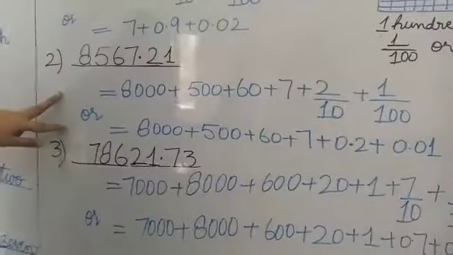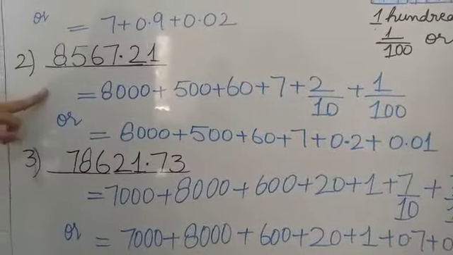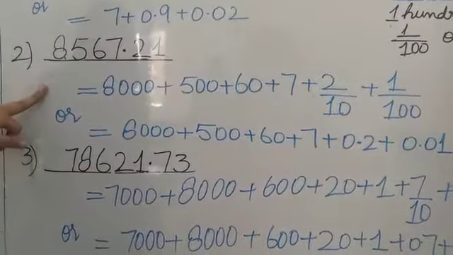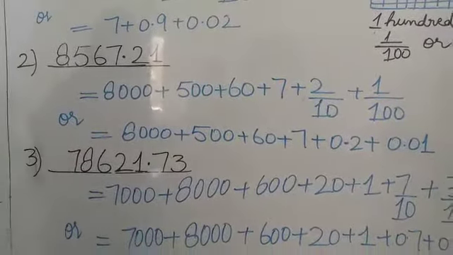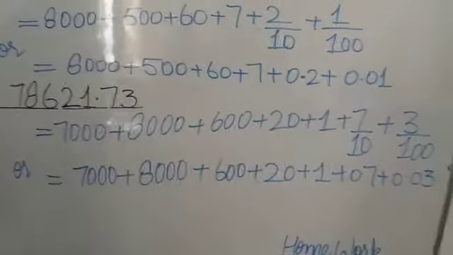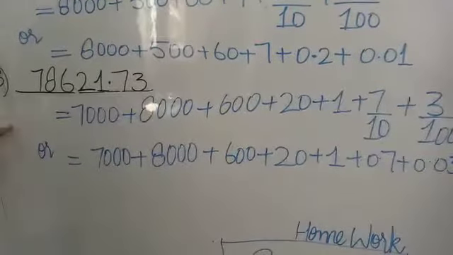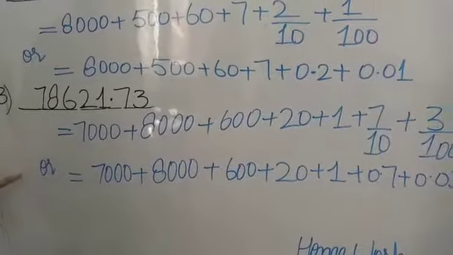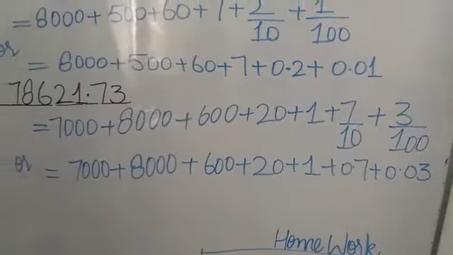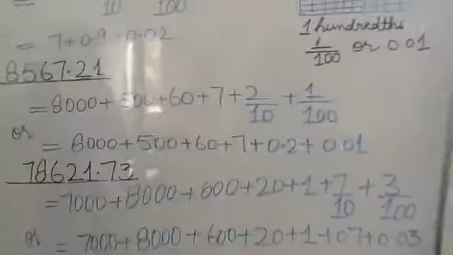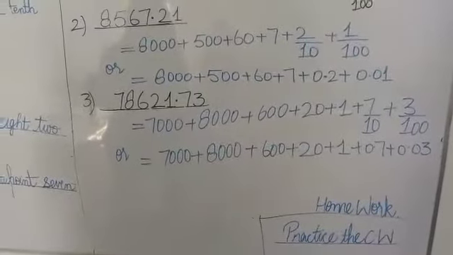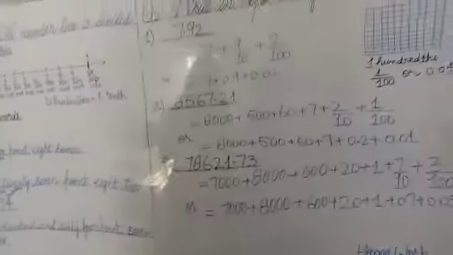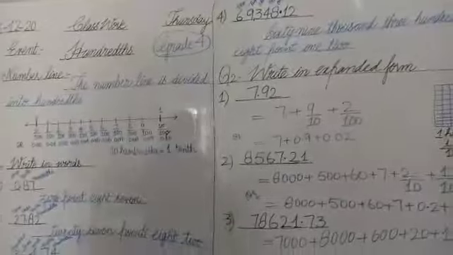This is the next question, 8,567.21. You also write it in two ways. First way, you write in the form of fraction, and the second way, you write in the form of decimal. The same as the question like this one, there are also two ways. The first way is in the form of fraction, and the second way is in the form of decimal. The homework is that you practice these two questions on the rough register, and also you write these two questions in the neat notebook with neat handwriting. Thank you.